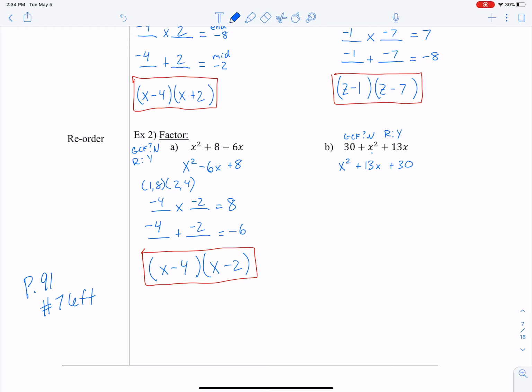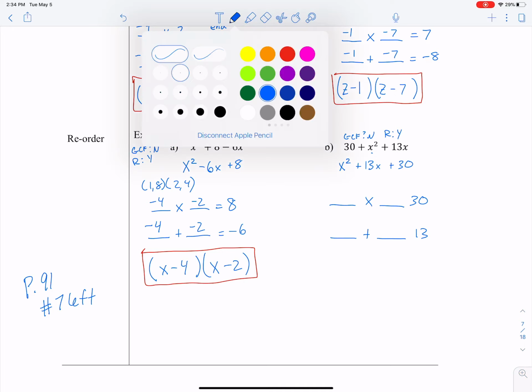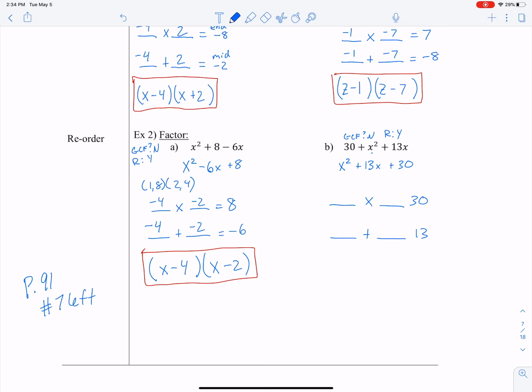Okay, we're going to need two numbers that multiply together to give 30 and that add up together to give 13. So that means that we need all the numbers that multiply together to give 30. So let's list them out. We have 1 and 30. We have 2 and 15. We have 3 and 10. And we have 5 and 6.